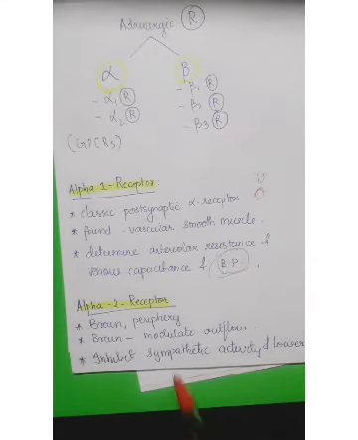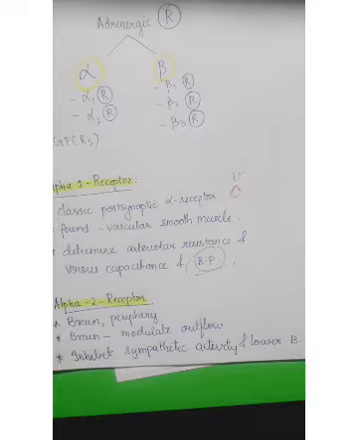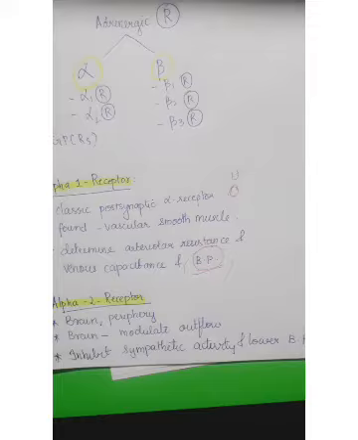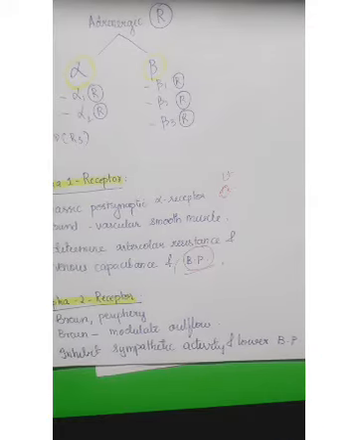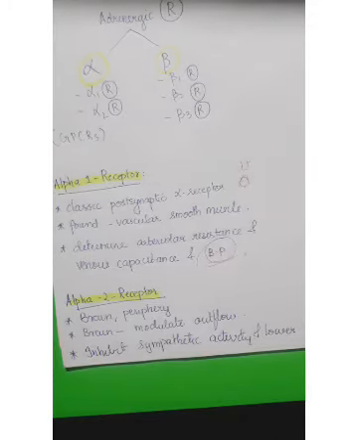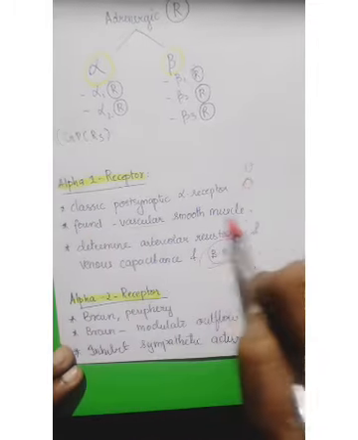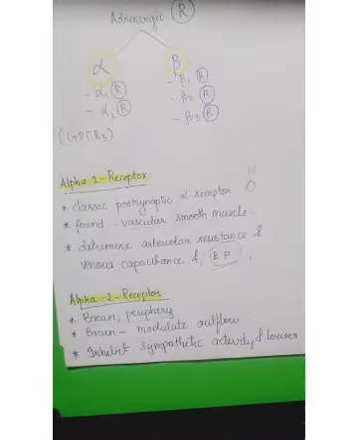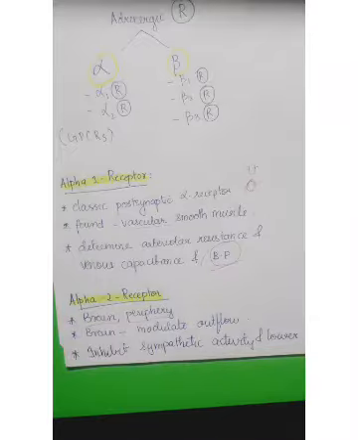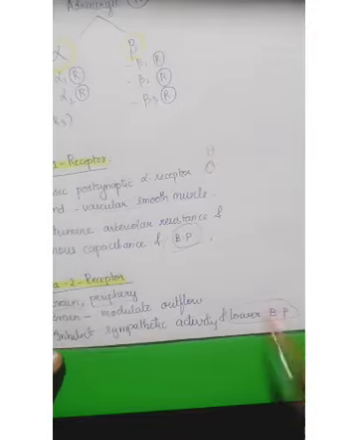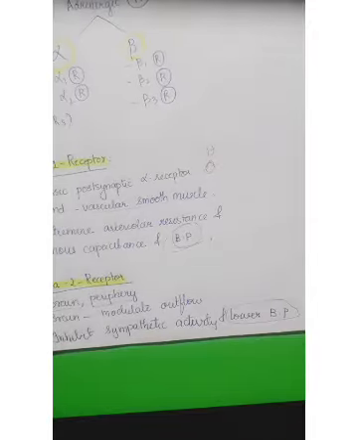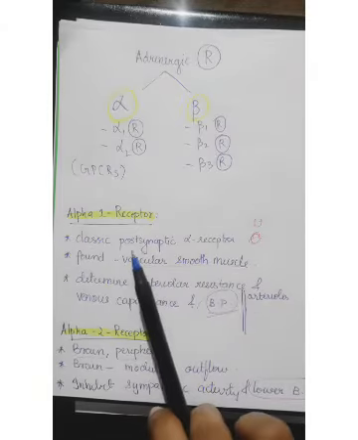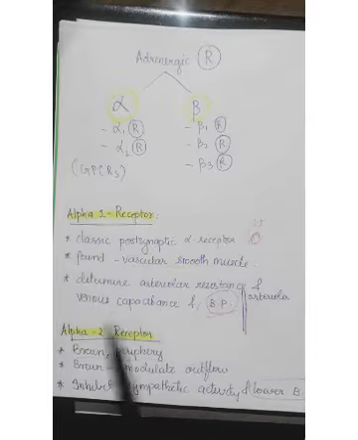Now alpha 2 receptors are found in the brain and periphery. In the brain system they can modulate our outflow. Alpha 1 receptors are found in the vascular smooth muscles, and alpha 2 receptors we can find in the brain and periphery. What they do is inhibit the sympathetic activity and lower the blood pressure. Sympathetic activity is inhibited and consequently our blood pressure is lowered.